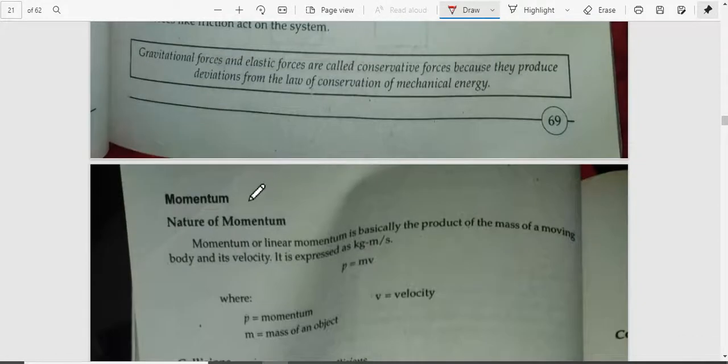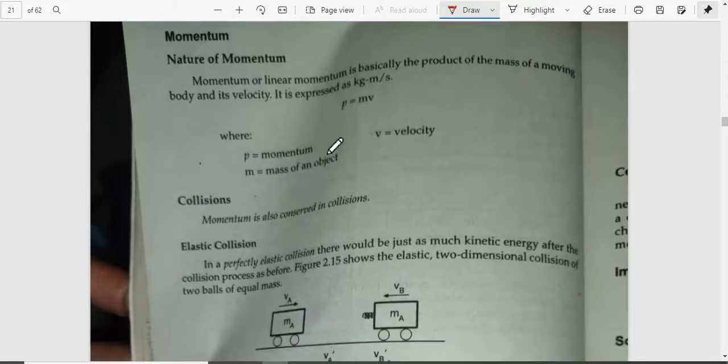And so proceed. Okay, so you have momentum. So you have your nature of momentum. Momentum, or linear movement, is basically the product of the mass of a moving body and its velocity. It is expressed in kilogram meters per second. So you can say P is equal to mv, where P is equal to your momentum.